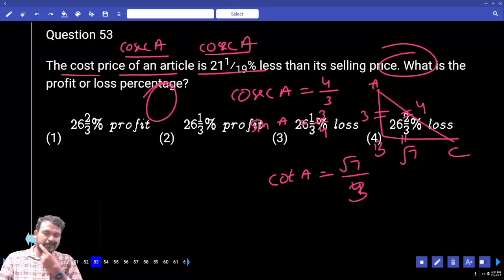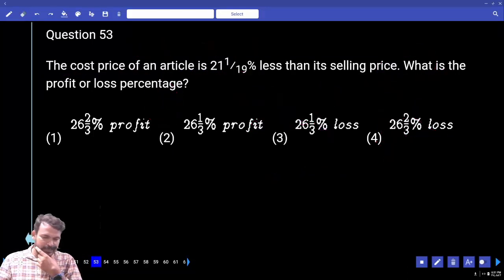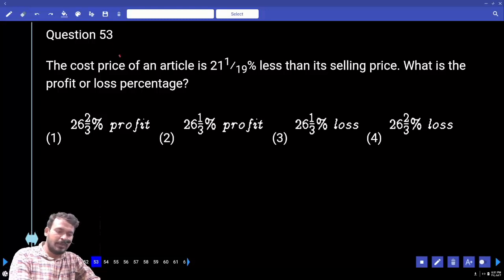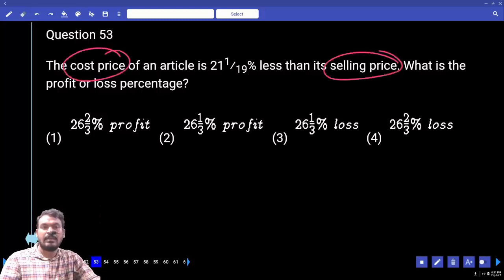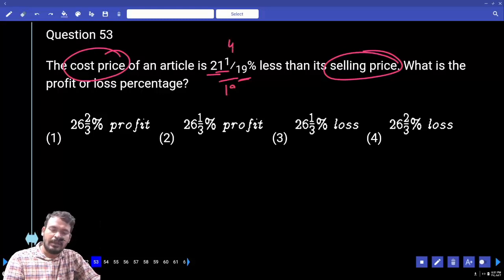The cost price of an article is 21 1 by 19% less than its selling price. What is the profit or loss percent? One will be cost price, another one is selling price. 21 1 by 19. 19 times 20 is how much? 380. 19 ones are 19. In total it is 399 plus 1 means 400 by 1900. What is the fraction? 4 by 1900.